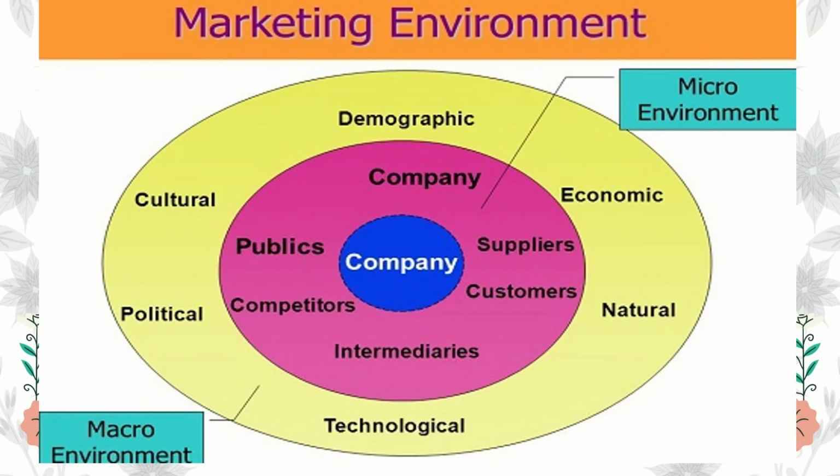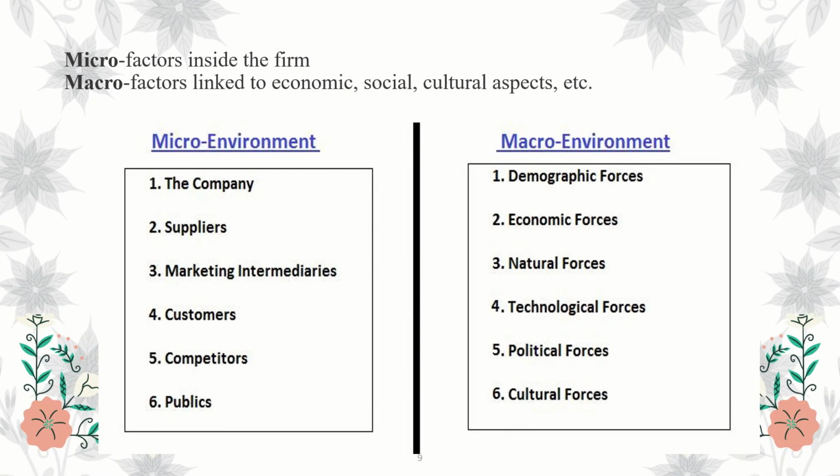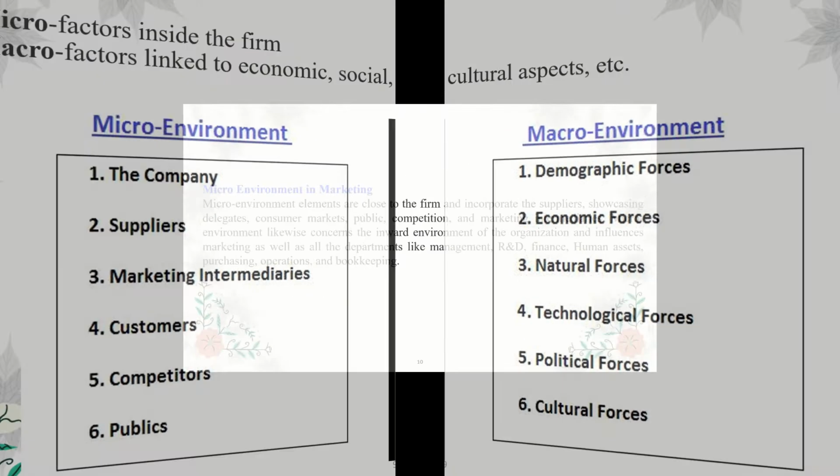Marketing environment consists of micro and macro environment, and everything is divided into both parts, that is micro and macro. Under micro environment: the company, suppliers, marketing intermediaries, customers, competitors, public. Under macro environment: demographic forces, economic forces, natural forces, technological forces, political forces, and cultural forces.